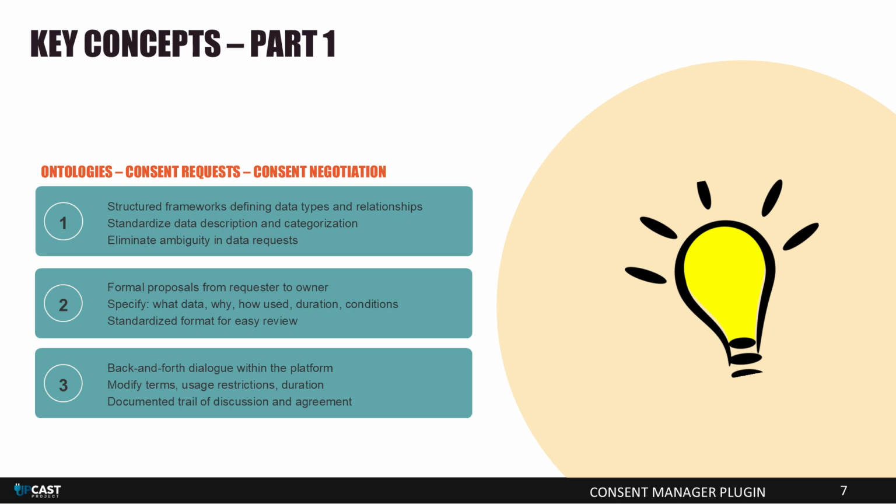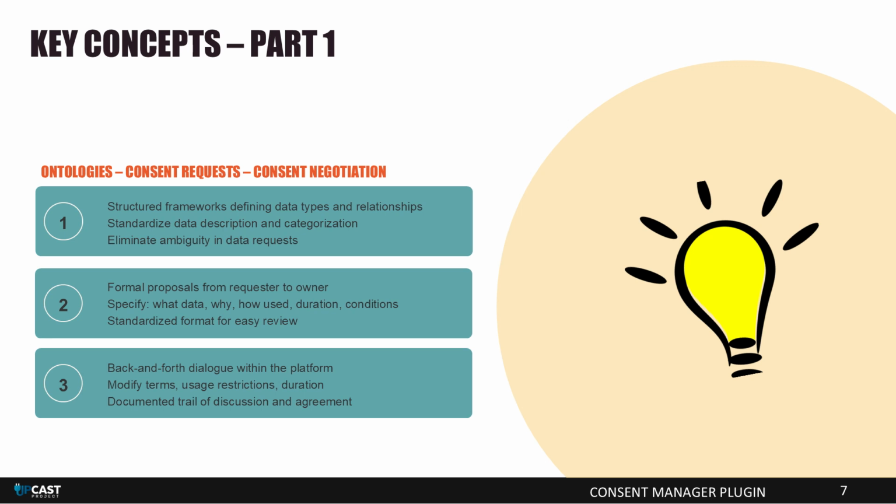First, let's talk about ontologies. An ontology is essentially a structured framework that defines the types of data, the relationships, and the categories within a specific domain. In the context of the Consent Manager, ontologies help standardize how we describe and categorize data. This ensures that when a data requester asks for customer contact information, both parties have a shared understanding of what that means. Ontologies eliminate ambiguity and make automated processing possible.